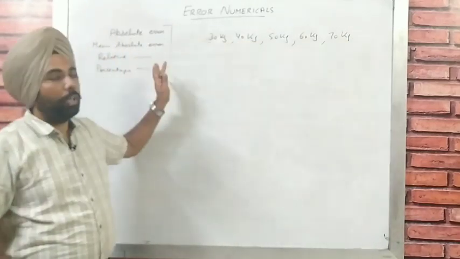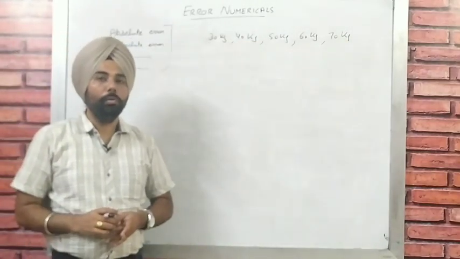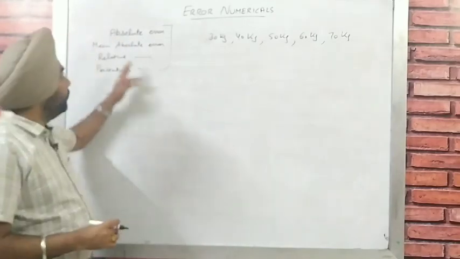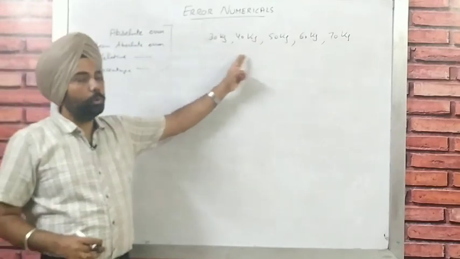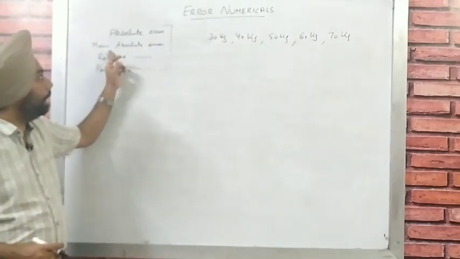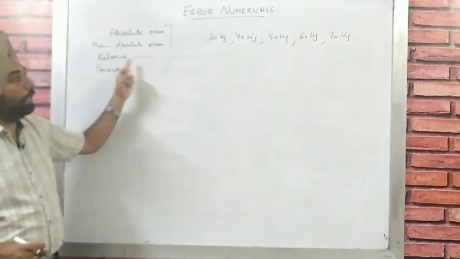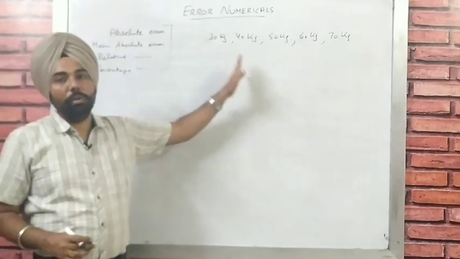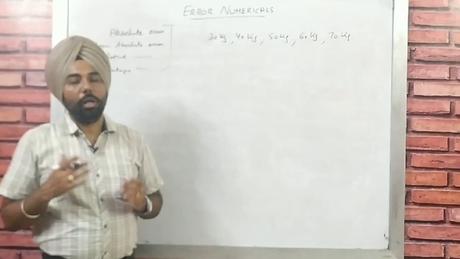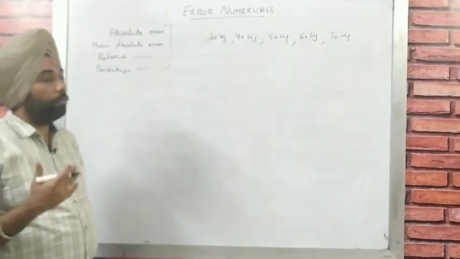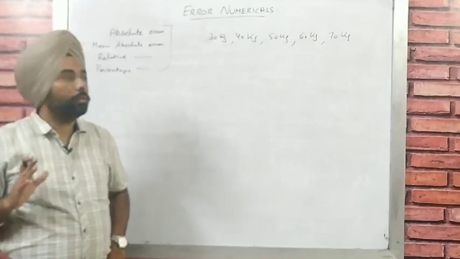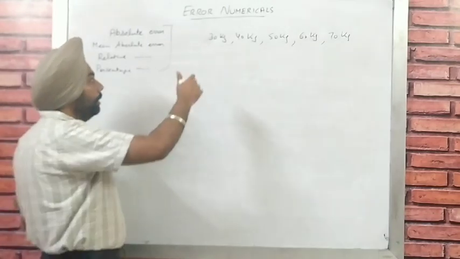So these are the 5 students' weight which is given to us, and the numerical is: calculate the absolute error of each student, calculate the mean absolute error, calculate the relative error, and calculate the percentage error of all the 5 students. That's how we can solve that. First of all, we have to calculate the mean, the simple mean which we do in mathematics.